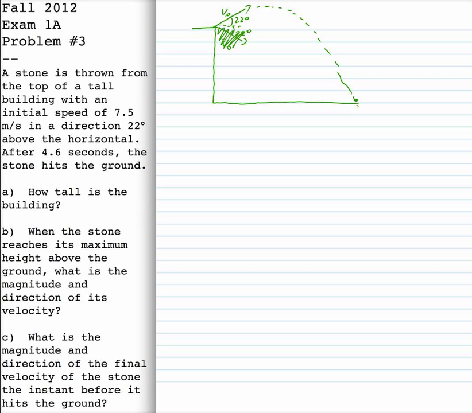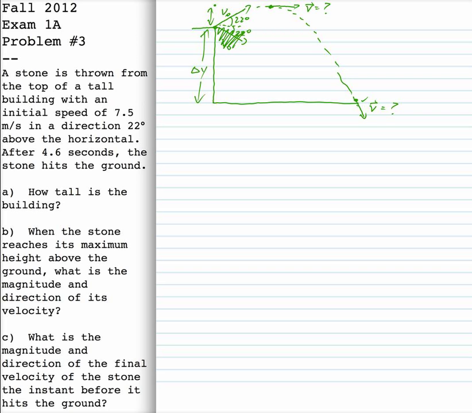Okay, and we want to know the y displacement from start to finish, right? We don't really care about the y displacement from here to here. It's not a max height problem necessarily, not this part. We want to know the height of the building. That means delta y from start to finish. Then it says when the stone reaches its maximum height above the ground, so when it's up here, what is the magnitude and direction of its velocity? And what is the magnitude and direction of its velocity the instant before it hits the ground? So we want to know the velocity here, and the velocity at the ground, and we want to know how tall the building is.